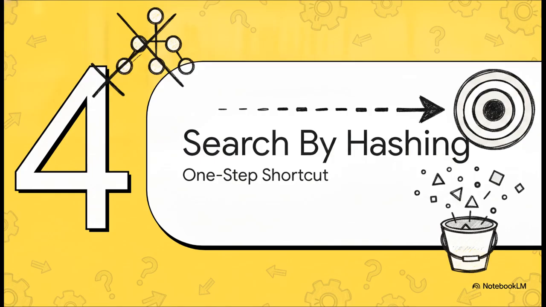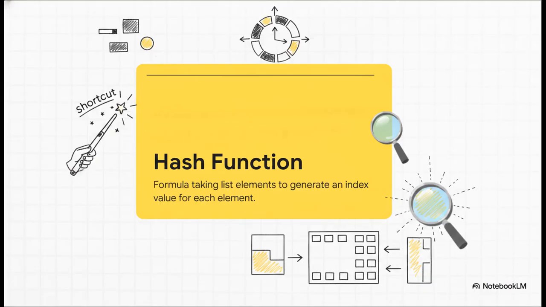Welcome to part 4, Search by Hashing, the one-step shortcut. Hashing is honestly like a magic math shortcut. Instead of searching around, it looks at the data itself to calculate the exact address where that specific piece of data lives. It uses a formula called a hash function. A super common one for numbers is the remainder method. It simply takes the value of your item, divides it by the total size of your storage space, which we call the hash table, and then uses the remainder as the exact index position.